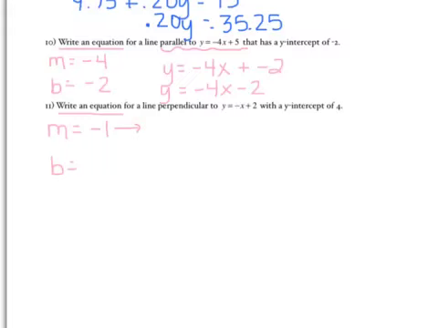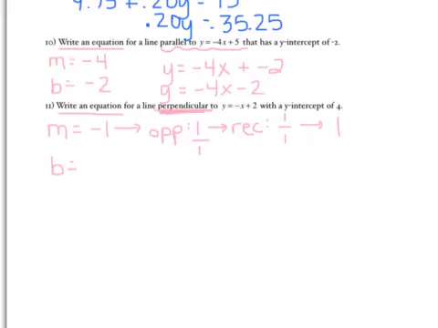To make it perpendicular, I need to do the opposite reciprocal. So the opposite would be +1, and then I need to do the reciprocal. Okay, and this one's going to be kind of obvious, hopefully. The reciprocal of 1 is just 1 over 1, which is just 1. So my slope is 1. That was a lot of writing. You probably wouldn't have to write all of that out to do this problem, but I wanted you to see my thought process, okay? I have to start with that -1, make it the opposite, so I make it positive, and I flip it over.